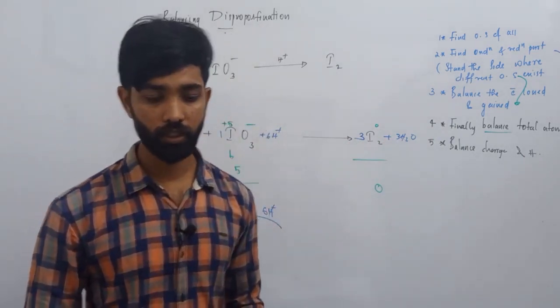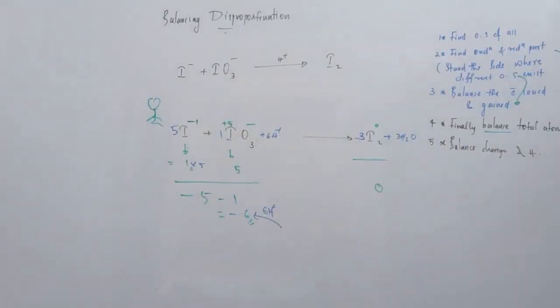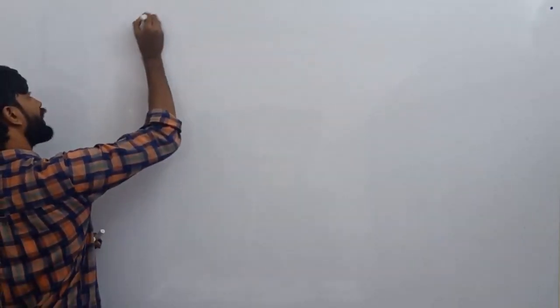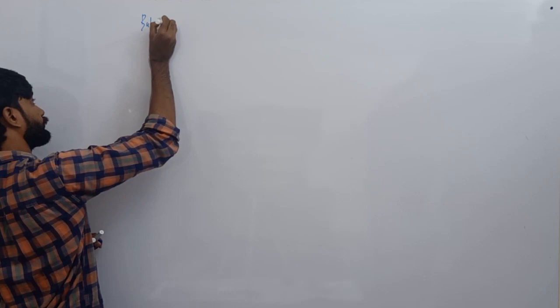And this is how disproportionation and comproportionation reactions are balanced. One more idea that you have to know is balancing half reactions.